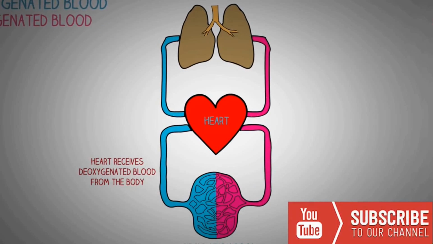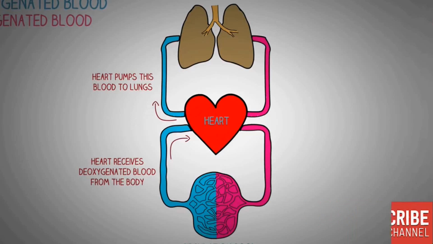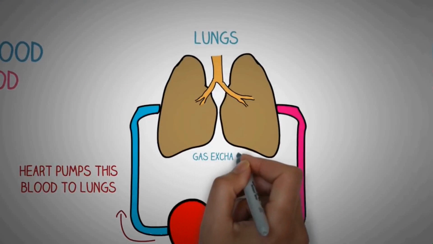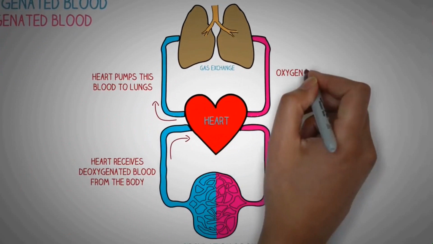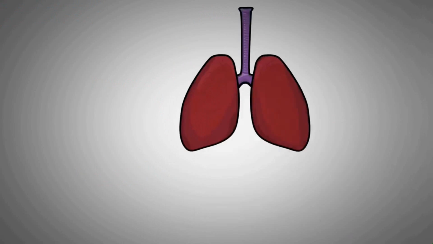The heart receives all the deoxygenated blood from the body through the superior as well as the inferior vena cava. This blood has a low concentration of oxygen, and it is then pumped to the lungs through the pulmonary arteries. In the lungs, this deoxygenated blood is subjected to gas exchange, which converts it into oxygenated blood, which is pumped back to the heart. The heart then pumps this oxygenated blood to the body, which utilizes the oxygen present in this blood. And again, this blood is converted into deoxygenated blood, which is pumped back to the heart.